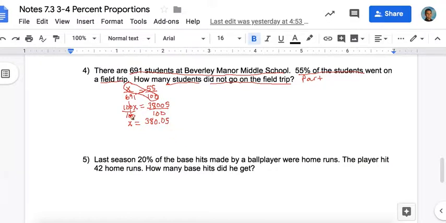Now, you can't have part of a student, can you? So we have to round this to the nearest whole, which would be 380. So we know 380 students went on the field trip. So if I want to find out how many did not go on the field trip, then I need to subtract that from 691. So 691 minus 380 equals 311 students.